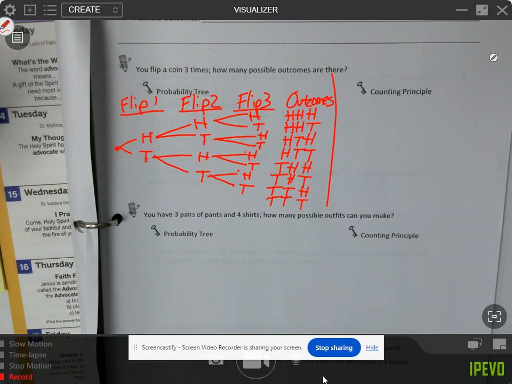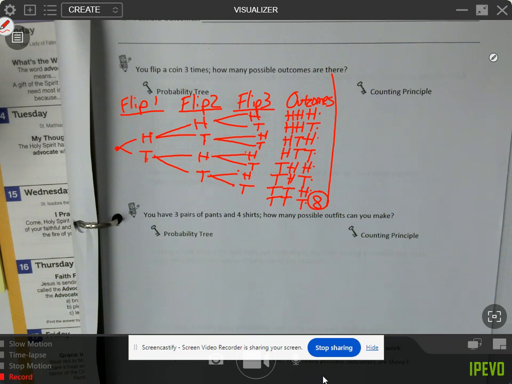How many possible outcomes was that altogether for my three events? 1, 2, 3, 4, 5, 6, 7, 8. So there were 8 possible outcomes for flipping a coin 3 times.